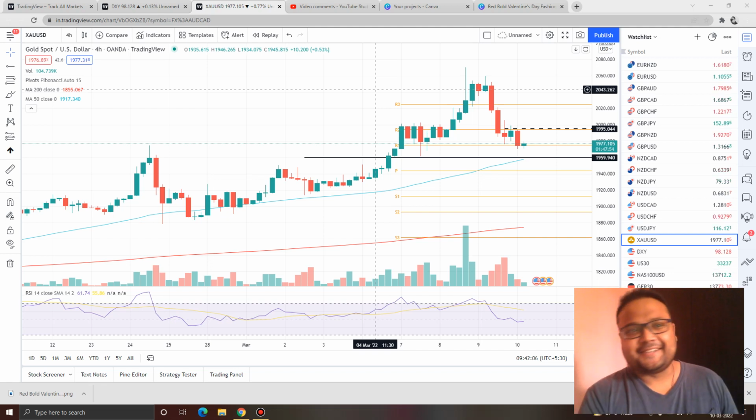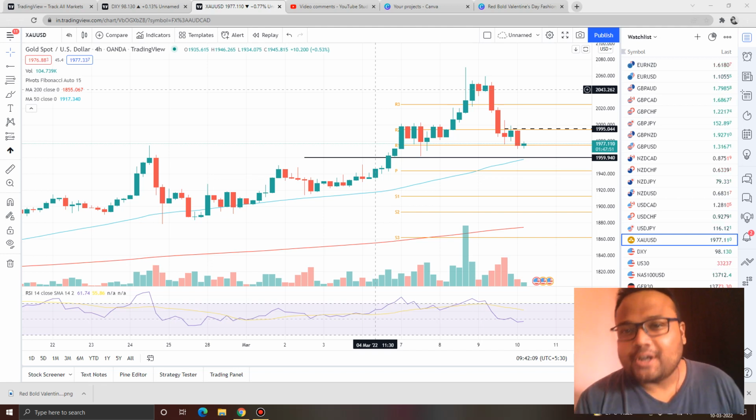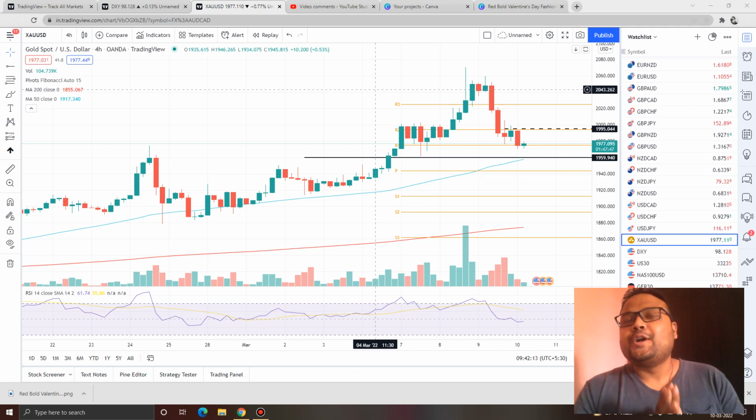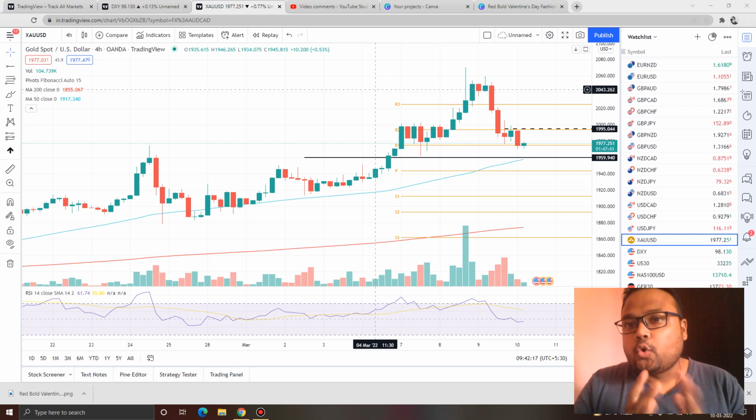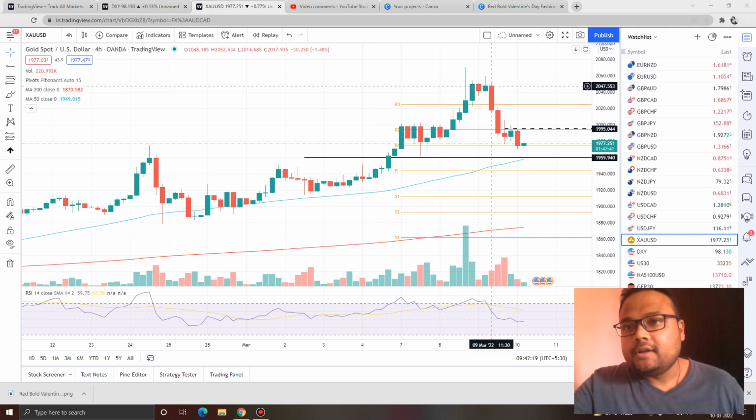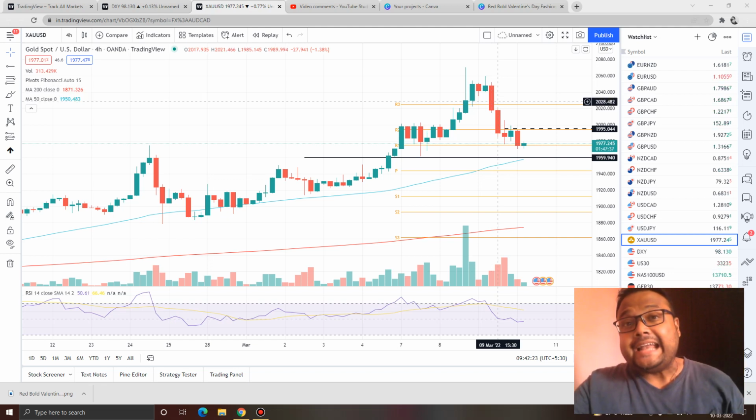So let's get started. This is the four-hour chart of gold USD. Gold ka chart hai 4 ghante ka. And as we all know, the war is still going on, but still we saw a heavy sell-off on the chart of gold yesterday. Gold fell from the 2055 level and is right now trading at 1977.